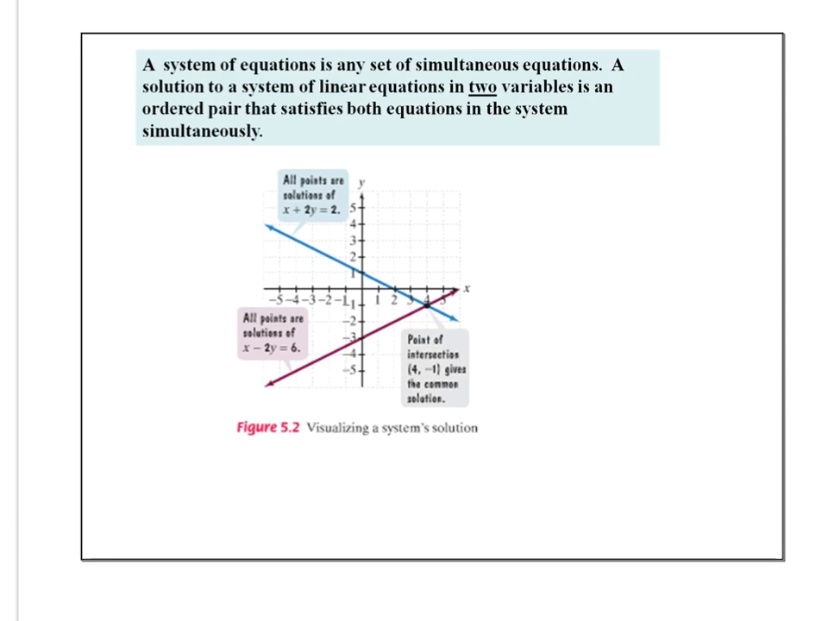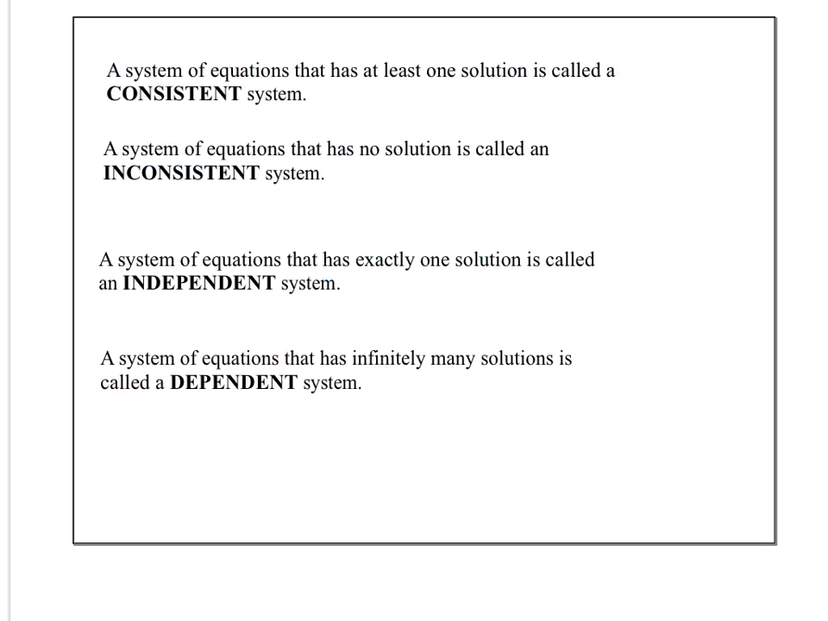Okay, so a system of equations is any set of simultaneous equations. A solution to a system of linear equations in two variables is an ordered pair that satisfies both equations in the system simultaneously. So the point of intersection. I have this line here that is x plus 2y equals 2, this line here which is x minus 2y equals 6, and then our point of intersection right here is the one point in the two graphs that works for both equations. So that's what we're looking for here.